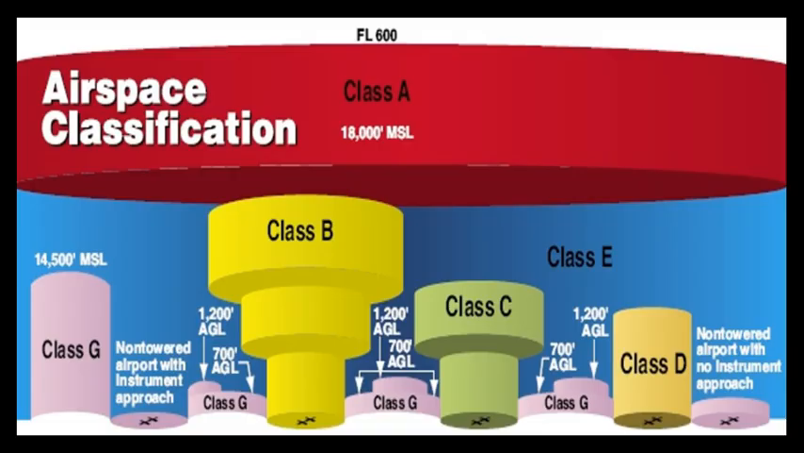Class E is for everywhere else, typically starting at 700 or 1,200 feet AGL, up to Class A airspace at 18,000 feet MSL. And Class G is uncontrolled airspace from the surface up to Class A, B, C, D, or E controlled airspace.